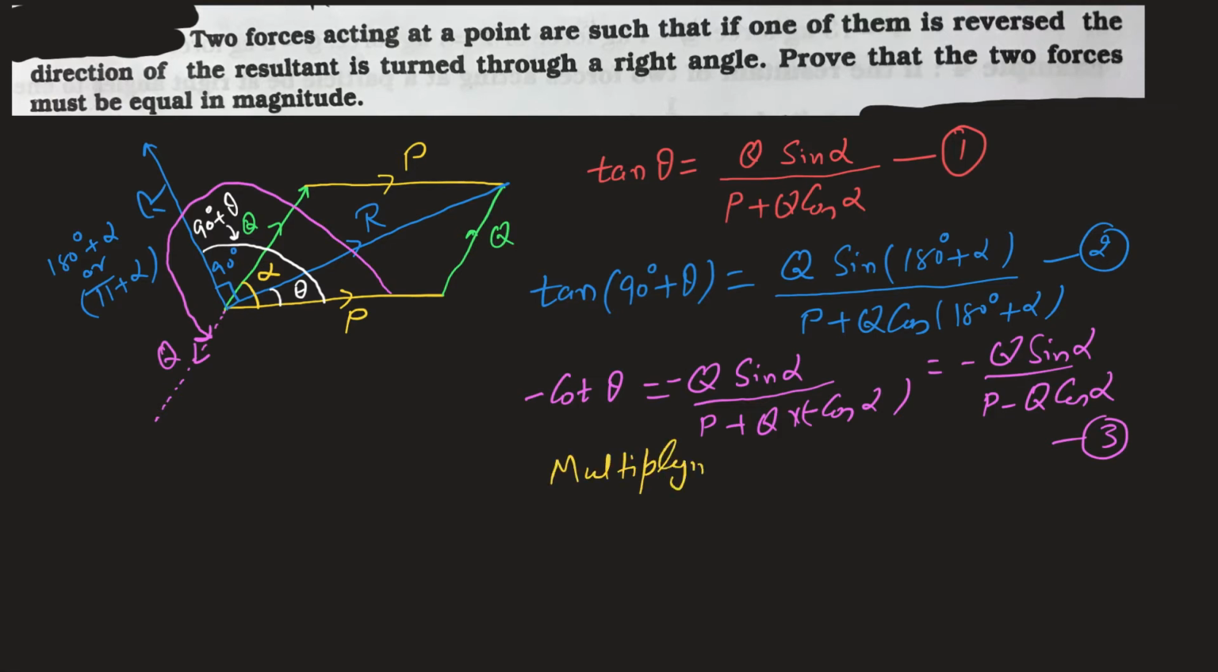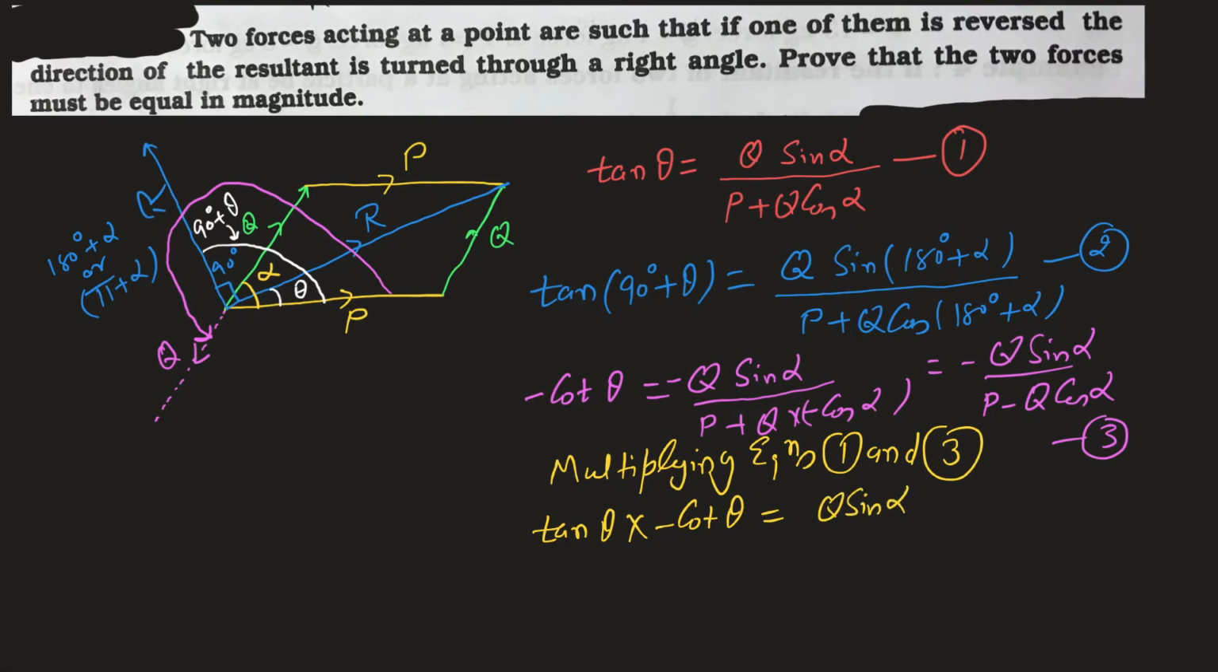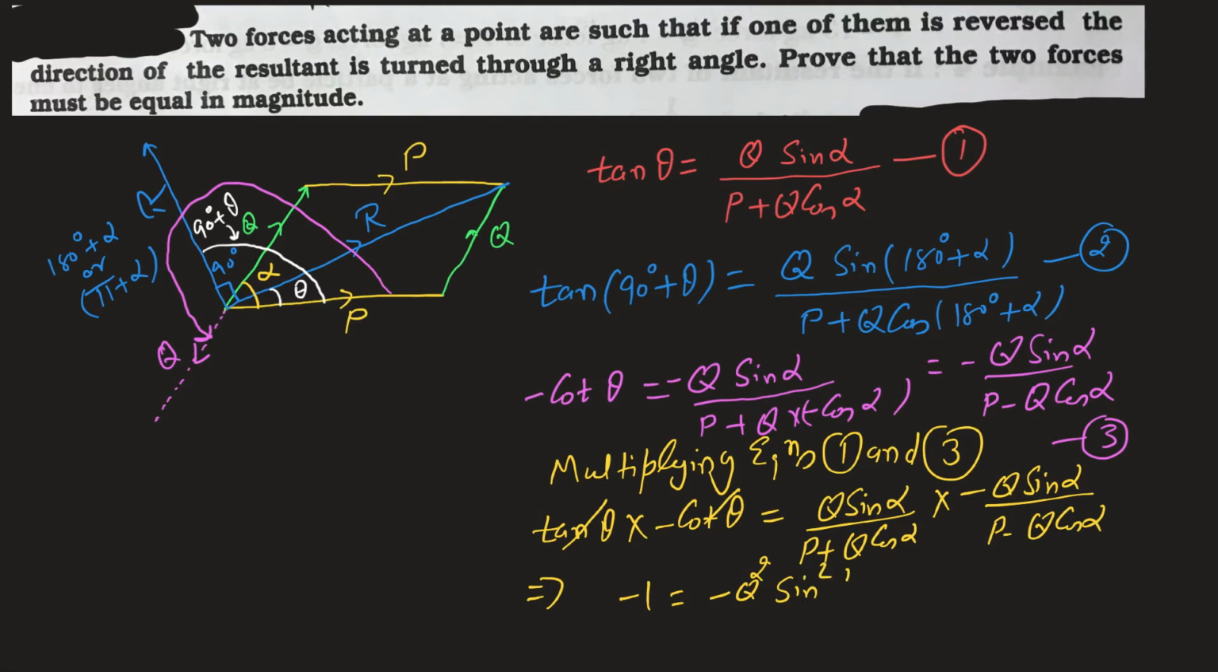Multiplying equations 1 and 3, this will be tan theta into minus cot theta is equal to q sin alpha divided by p plus q cos alpha, into minus q sin alpha divided by p minus q cos alpha. You know tan and cot will cancel out. This implies that this is minus 1, and this will be minus q square sin square alpha divided by p square minus q square cos square alpha. This minus to minus will cancel out.